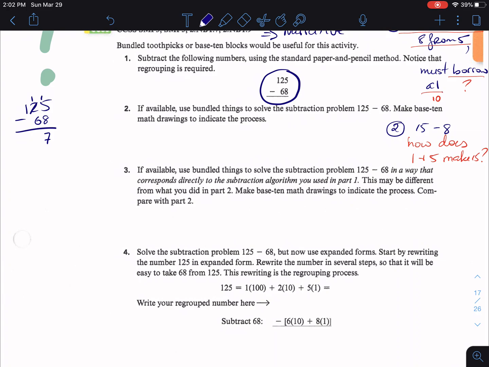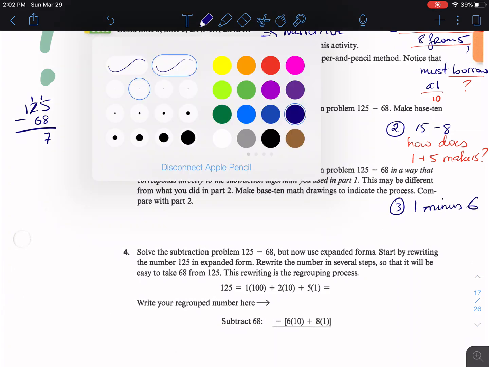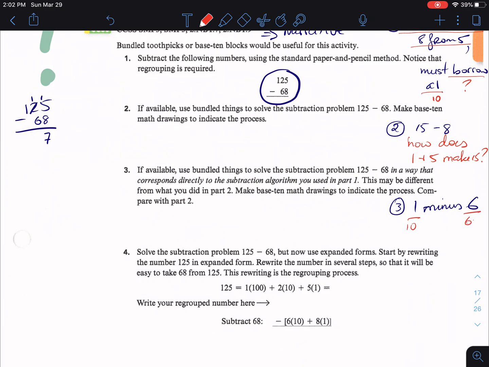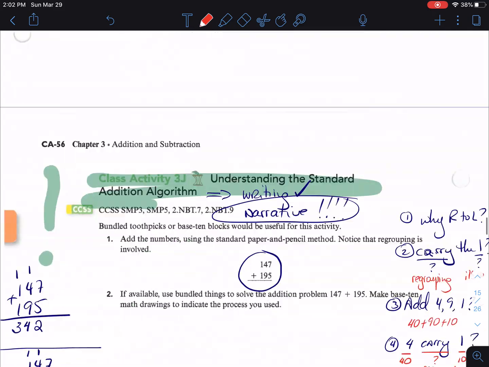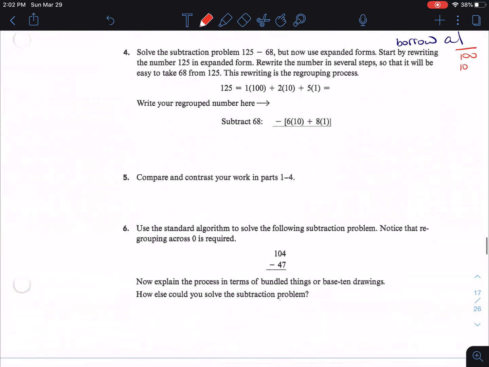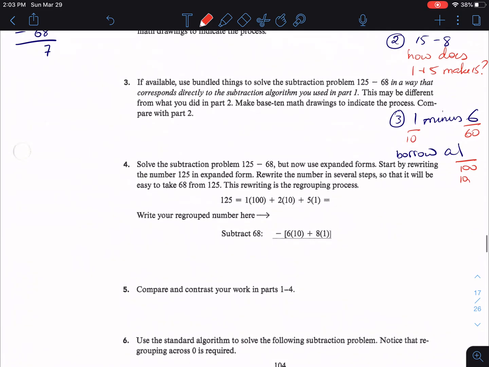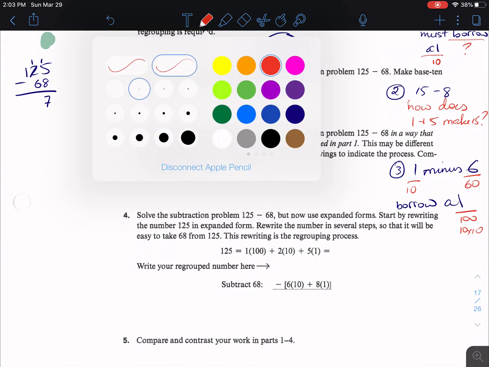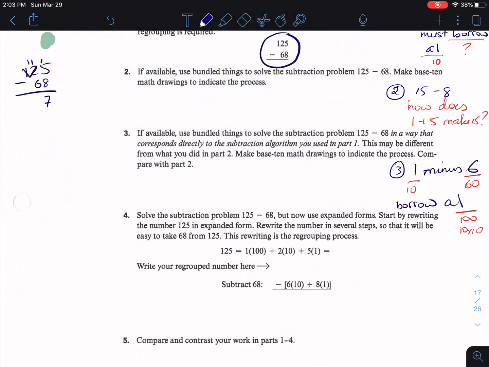Now we say 1 minus 6. Well, it's not 1, it's 10. And it's not 6, it's 60. And then we say we can't do that, so we must borrow a 1. But that's not a 1. That's actually 100, or 10 tens. So we're going to borrow our 1. So now we have 11 minus 6 is 5.